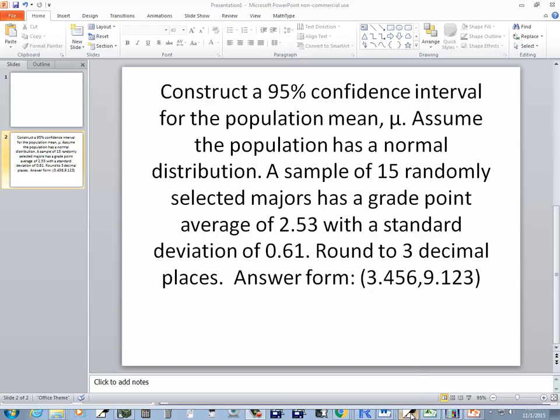Take a look at this problem. We want to construct a 95% confidence interval for the population mean. Assume the population has a normal distribution. A sample of 15 randomly selected majors has a grade point average of 2.53 with a standard deviation of 0.61. Round to 3 decimal places.